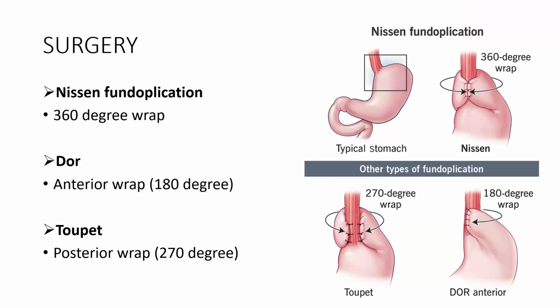Sir, in an already operated bariatric patient, where the fundus is very limited... Dor is generally not preferred compared to Nissen and Toupet. So where is Dor usually used? I think we have already mentioned it many times.